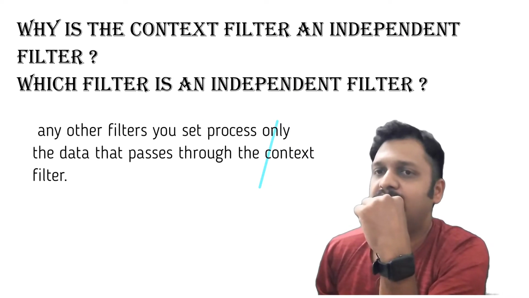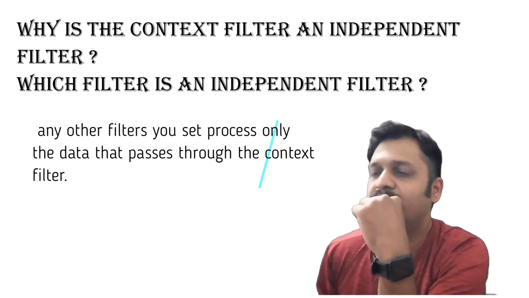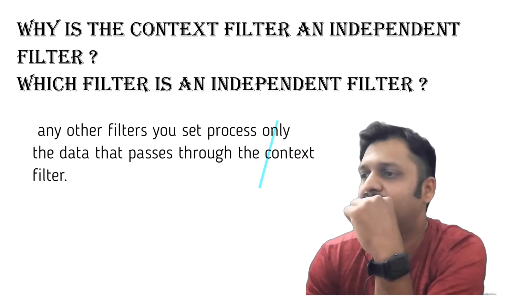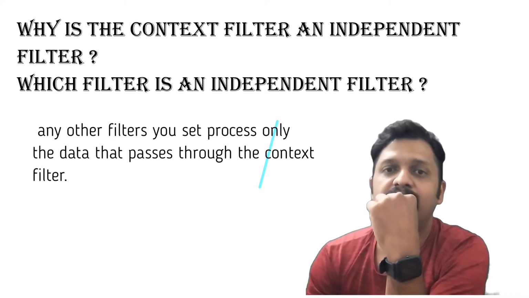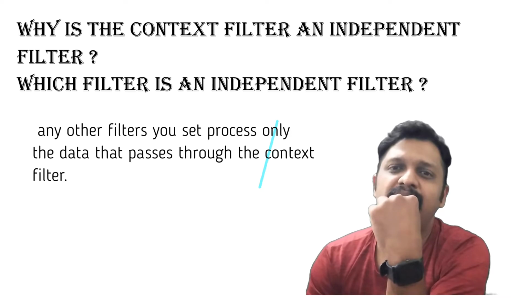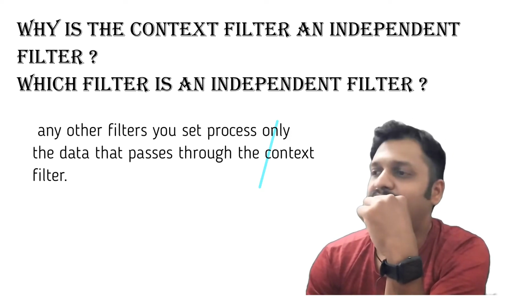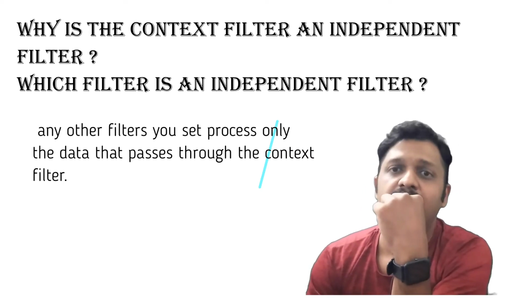Next question. Which filter is called an independent filter? The answer, context filter is called an independent filter. Here is one more unique statement. Any other filters you set process only the data that passes through the context filter. That is why the context filter is called an independent filter. I repeat, any other filters you set process only the data which passes through the context filter. Next question.